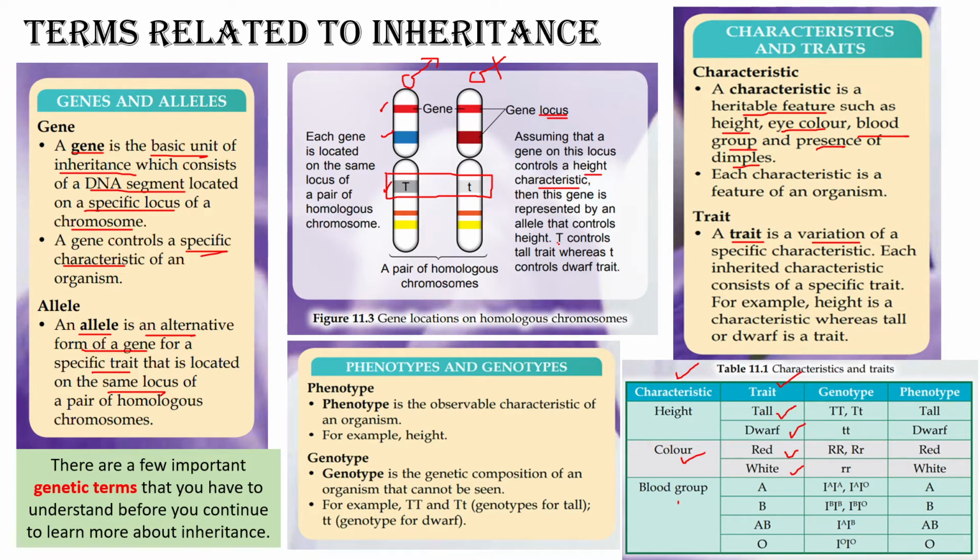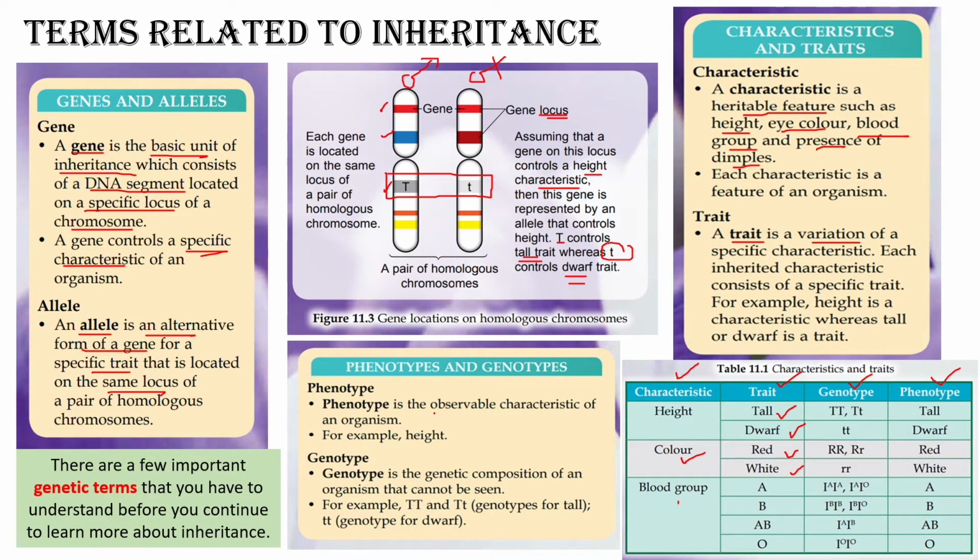For example here, if it is capital T, it controls tall trait. But if it is a small letter t, it controls the dwarf trait. Itu yang maksudnya alternative form of gene, allele itu.